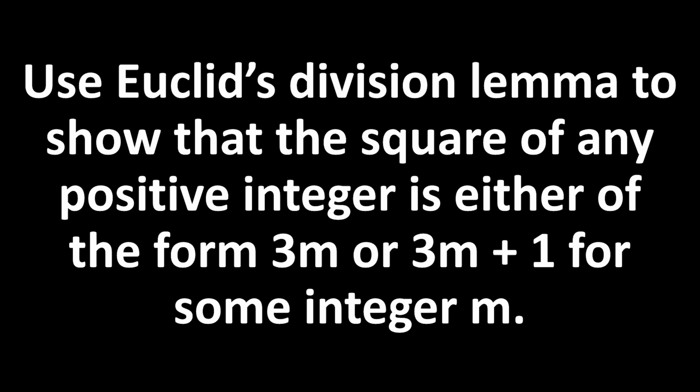Question number 4 of exercise 1.1. The question is, use Euclid's division lemma to show that the square of any positive integer is either of the form 3m or 3m plus 1 for some integer m. So observe here, we have to take the square of any positive integer and we have to express it in the form of either 3m or 3m plus 1, where m is some integer.